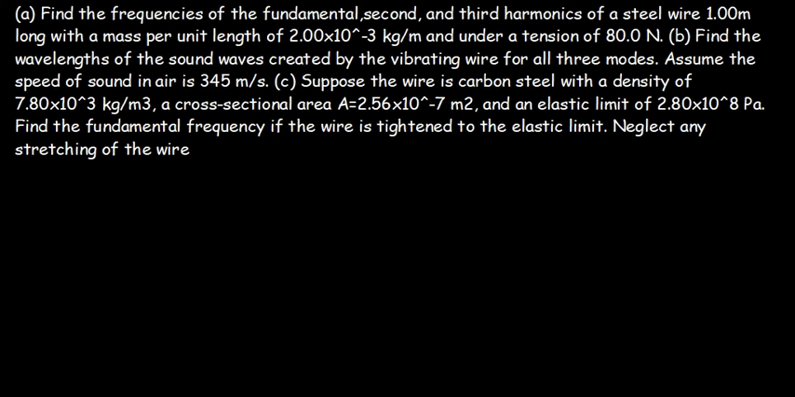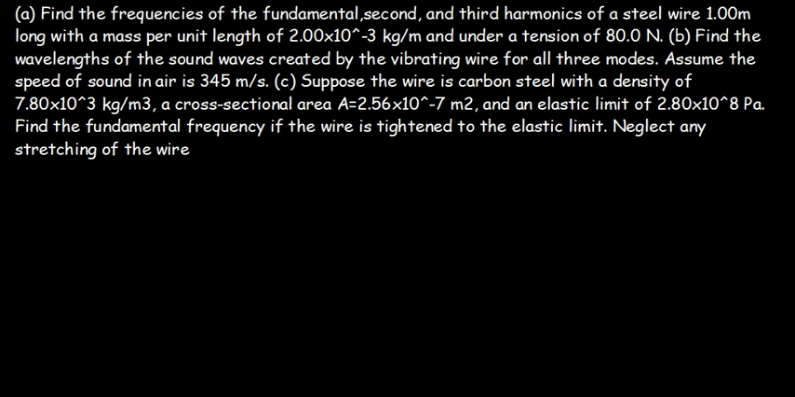So the first question I have is this: find the frequencies of the fundamental, second and third harmonics of the steel wire 1 meter long with a mass per unit length of 2.00 times 10 to the power negative 3 kg per meter and under a tension of 80 newton. B, find the wavelength of the sound wave created by the vibrating wire for all three modes. In this case, assume the speed of sound in air is given, for the second part.